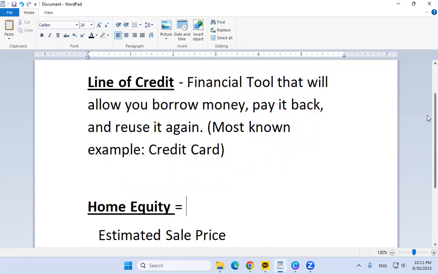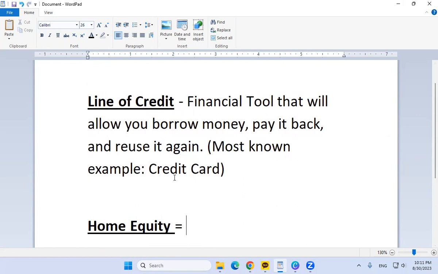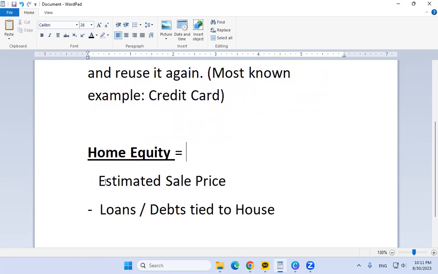So what is home equity? We're assuming that you're a homeowner, you own a home, right? If you're a renter, this doesn't really apply to you and you don't have what you call equity. But basically, all home equity is you get the estimated sale price. So let's say you put a for sale sign on your front lawn today. When you sell that home, how much could you get for it, right? And that's the estimated sale price.